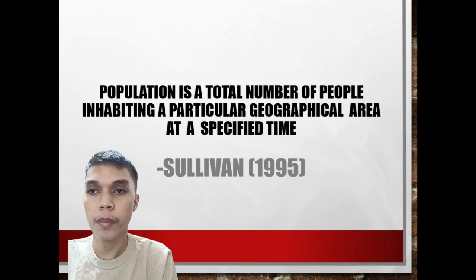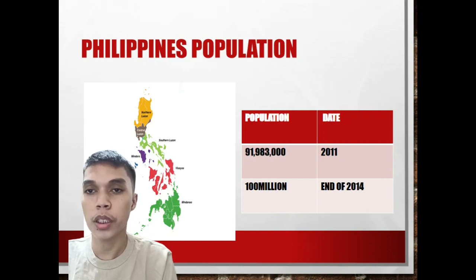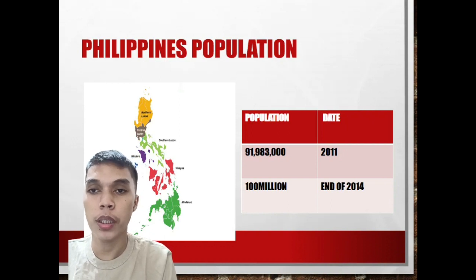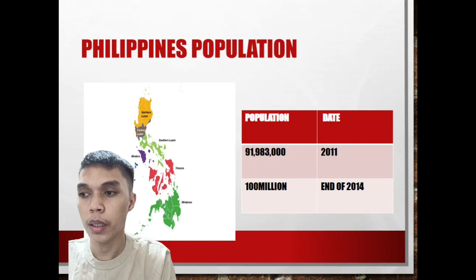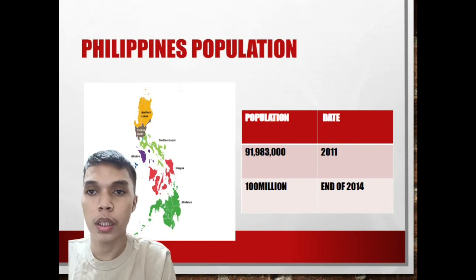According to Sullivan, population is the total number of people inhabiting a particular geographical area at a specified time. So here we have the Philippines population. In the year 2000 to 2011, the population was 91,983,000. As you can see, at the end of 2014, the population grew so much bigger that it reached 100 million. So as you can see, the gap is very big in the population growth here in the Philippines.